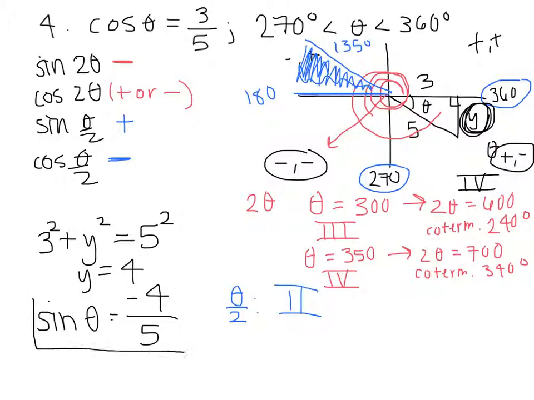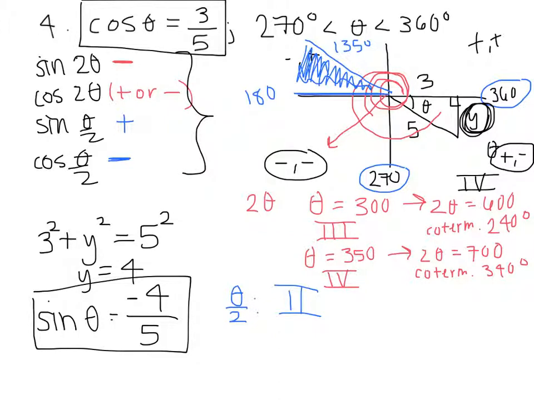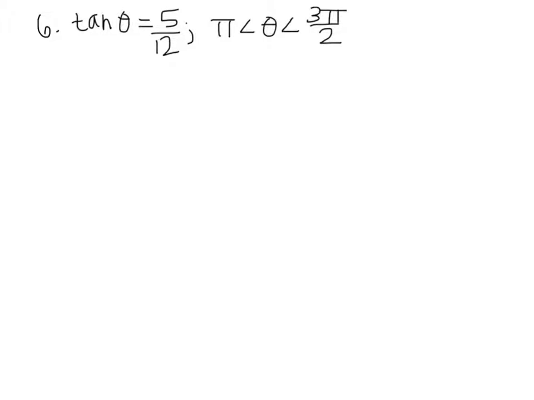So using sine theta, cosine theta, and these positive and negative values, you can now plug all of them in to your double and half angle identities. Here we go with homework problem number 6. So you know the drill.